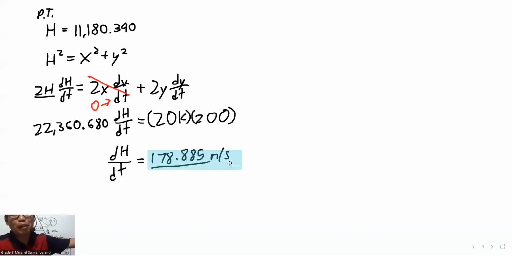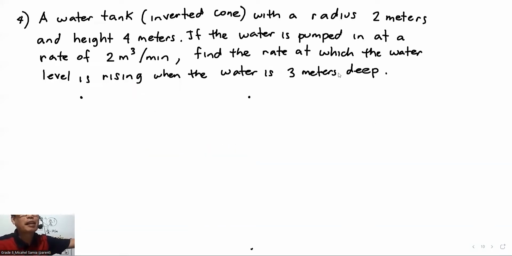Okay, we have another problem. It's a triangle problem. It's a cone, but it's still a triangle when sectioning it. It states a water tank, an inverted cone with a radius of 2 meters and a height of 4 meters. If the water is pumped in at a rate of 2 cubic meters per minute, find the rate at which the water level is rising when the water is 3 meters deep.